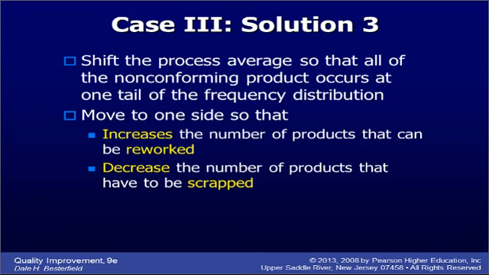And we want to decrease the number of products that have to be scrapped. These products have to be discarded. They are non-conforming, and we can do nothing to make these scrapped products qualified. So we want to decrease this portion of products.